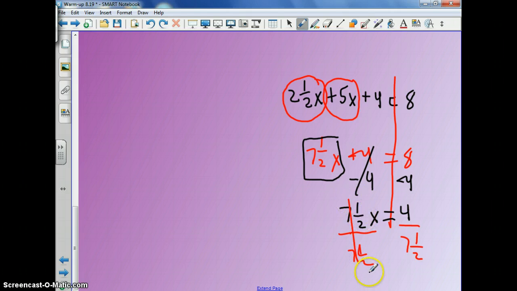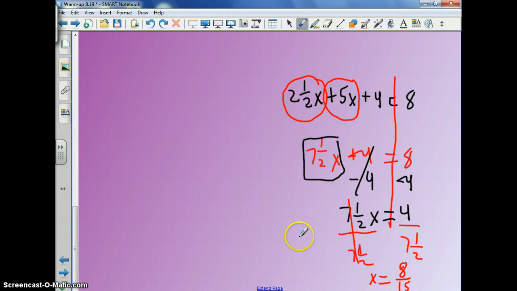So go ahead, if you want to, put 4 divided by 7.5 and tell me what you get. Let's look and see. Anyone got it? It's almost 1/2, not quite. You should get, if you punch it in right, 8/15. 8/15, I believe.